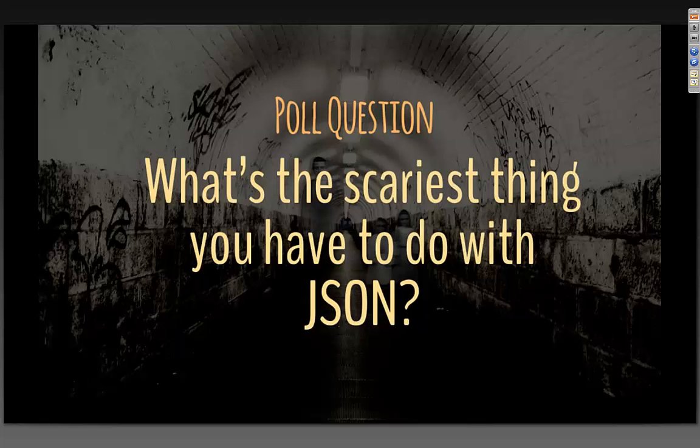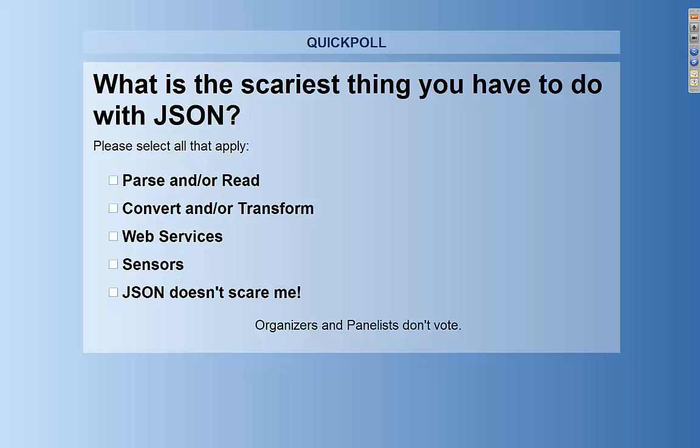Okay. Time for a poll question. What's the scariest thing you have to do with JSON? And that's actually one of the family photo of Tiana and Stephanie with that and what if that's Jason without his mask on? Maybe he was an older brother. I always thought he was a younger brother. But anyway, okay, so let's see the poll.